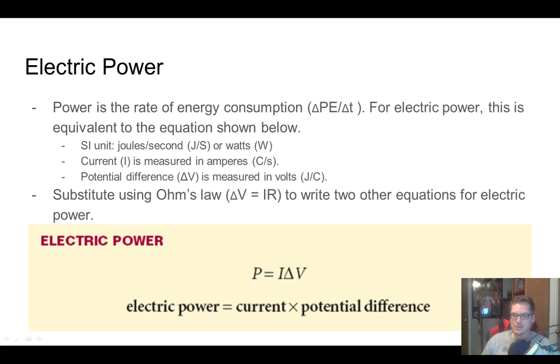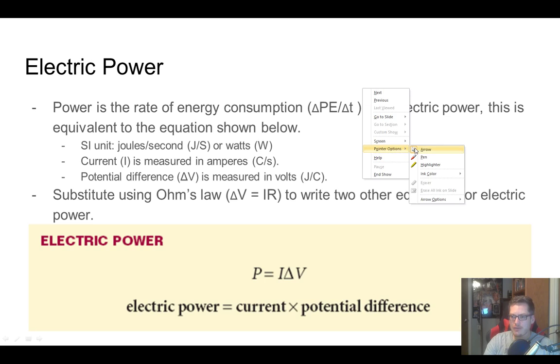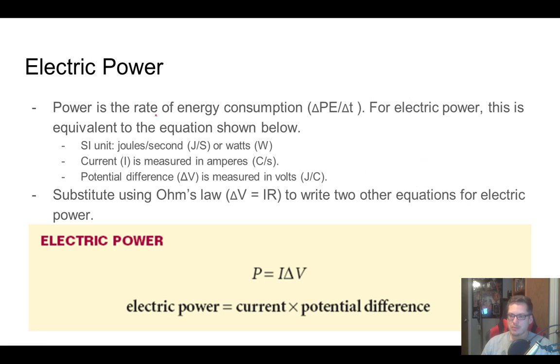Power is the rate of energy consumption. So how fast are you using the energy that's being supplied to you? And because it's a rate, it's always divided by time. So it's the change in the potential energy over time. We've talked about power before, but specifically we're talking about electrical power because that's what we're focusing on in this unit. And this is equivalent to the equation shown below. So the power is equal to the current times the change in voltage.